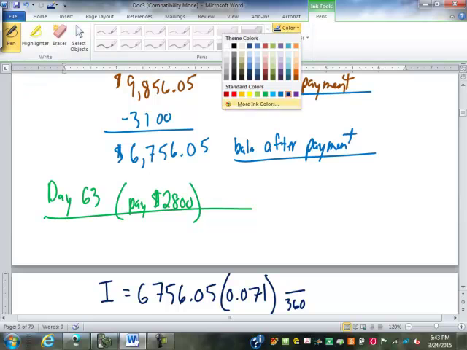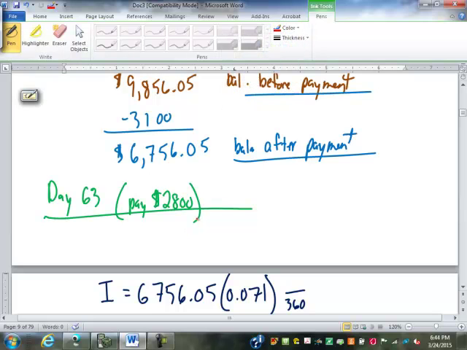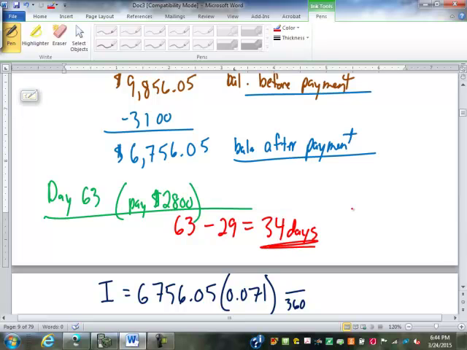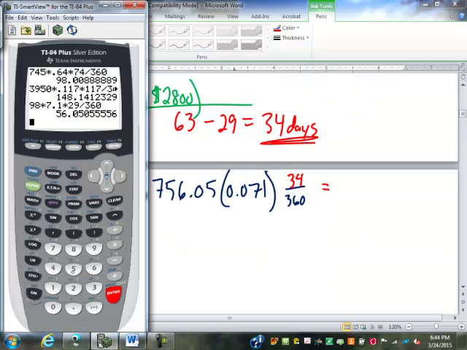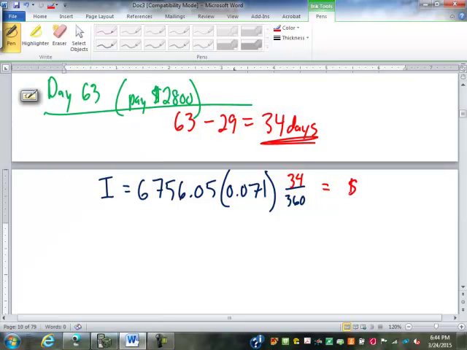Exactly. We've already paid interest on the first 29 days. So the amount of interest that's being really used here is 63 minus 29, or 34 days worth of interest is all that's being applied at this point. The first 29 days are paid. So this is technically 34 over 360. So 6,756.05 times 0.071 times 34 over 360 is $45.30 interest.